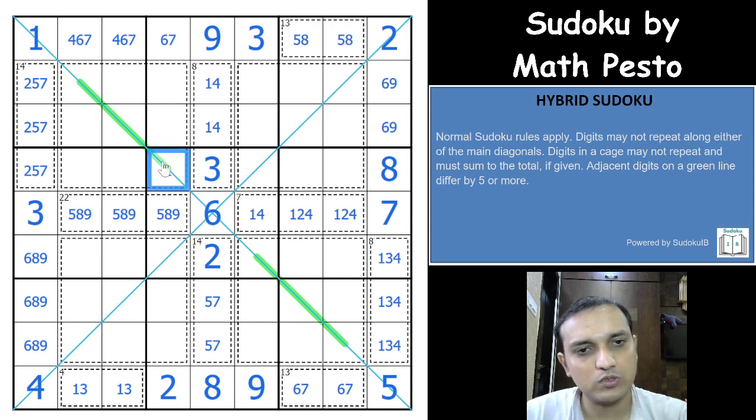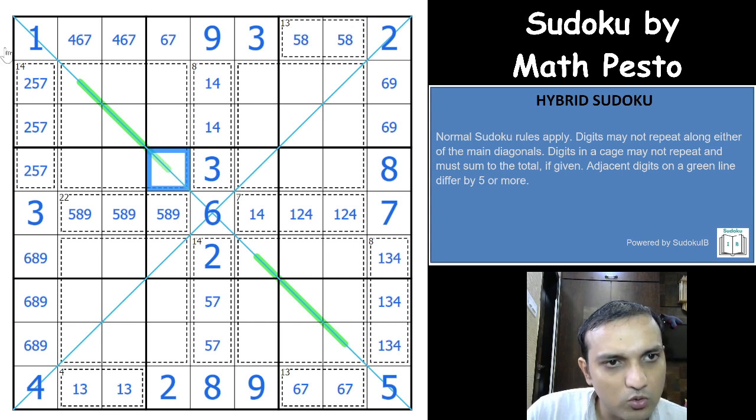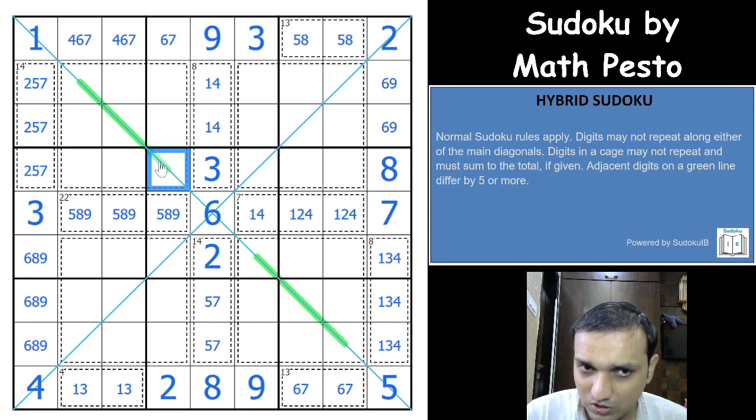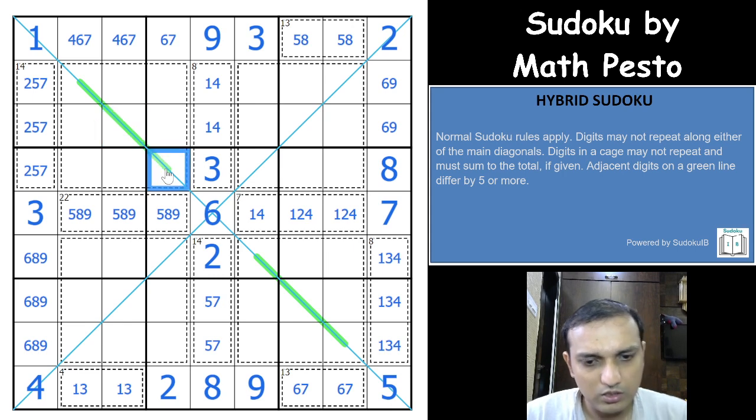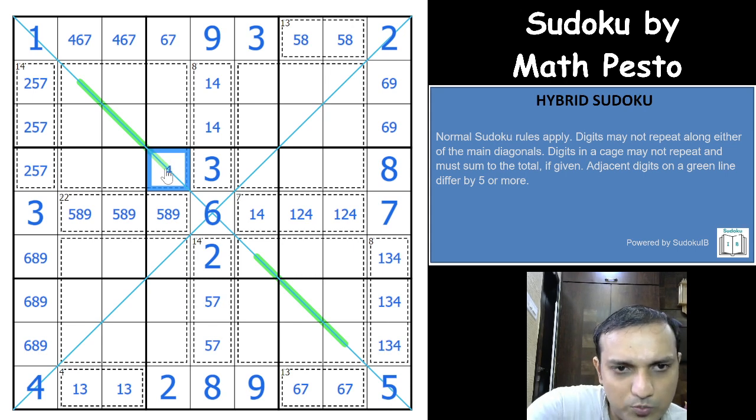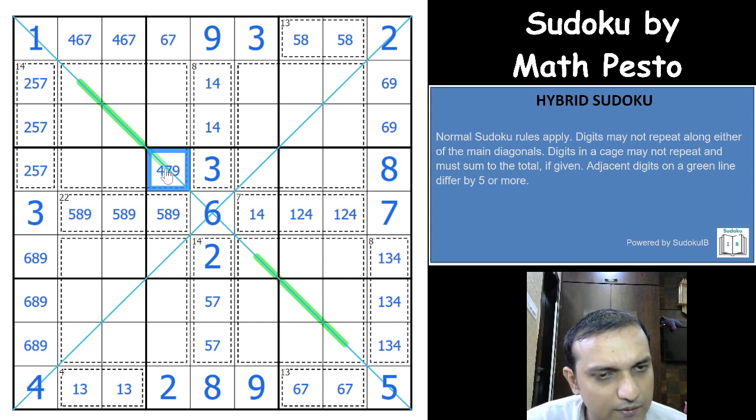One is possible. 2. Oh, 1. Oh, 1 is not possible. I'm sorry. So 1 is not possible. 2 is not possible. 3 is not possible. If you have 4 here, this cell would have to be a 9. So 4 is possible. 5 is never on the German whisper line. 6 is not possible. 7, 8 is not possible. 9. Right? Okay.